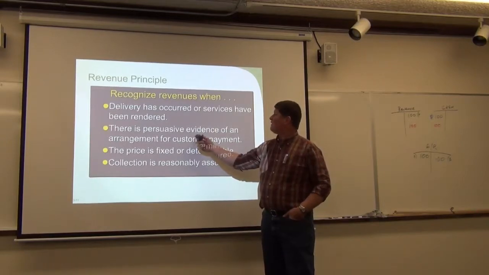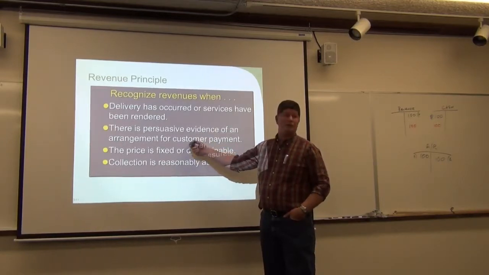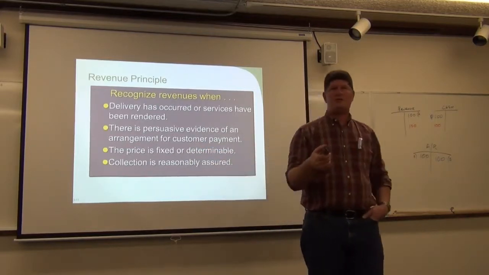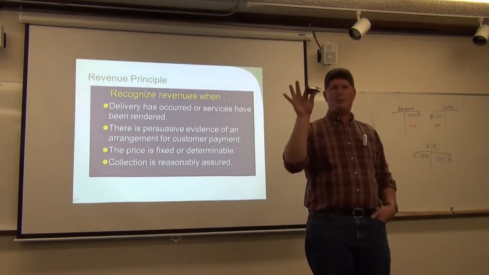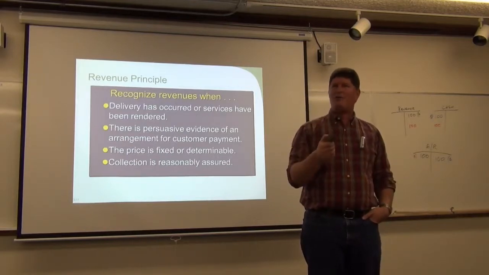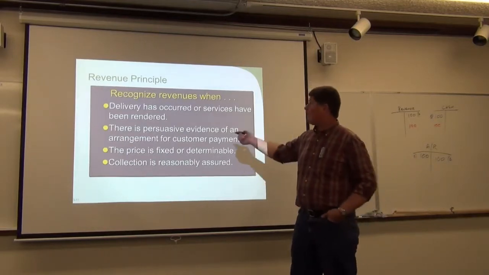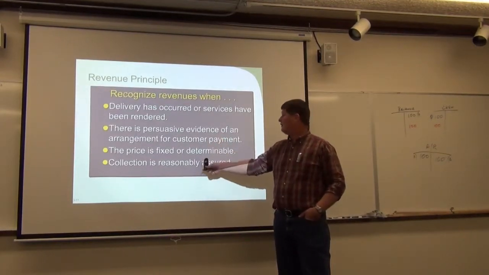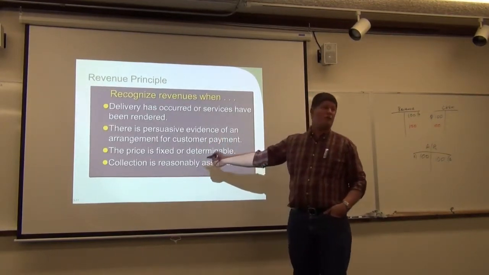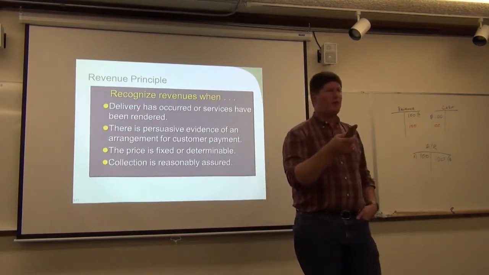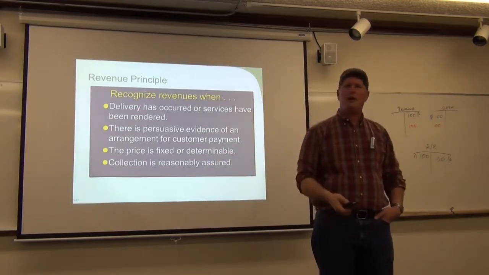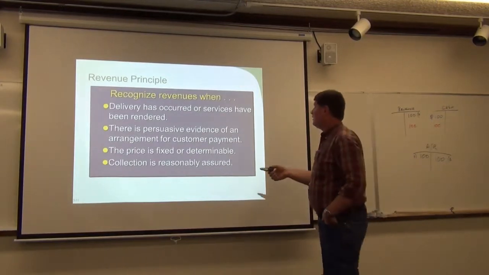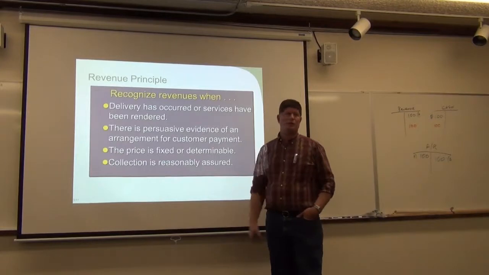There's persuasive evidence that there's an agreement that you're going to buy it from me. Boeing doesn't start building airplanes just because they're going to park them on a lot somewhere and put a for sale sign on them. They have a contract before they start. So that contract is the persuasive evidence that it's sold. There's a contract. The price is fixed and determinable. We've already negotiated the price. The airplane is going to be $100 million, and you put the price in the contract. Collection is reasonably assured.